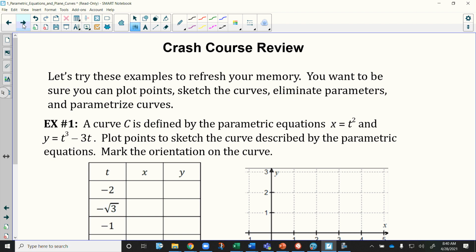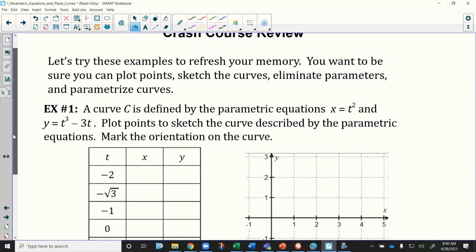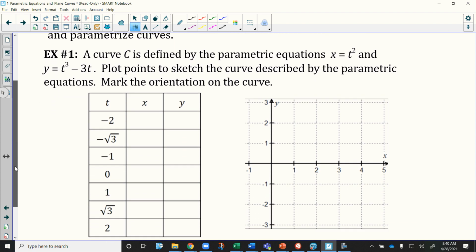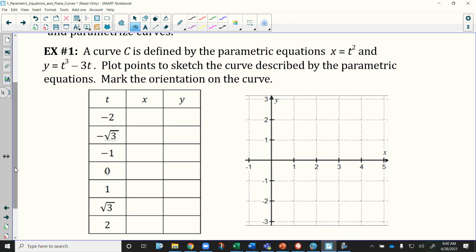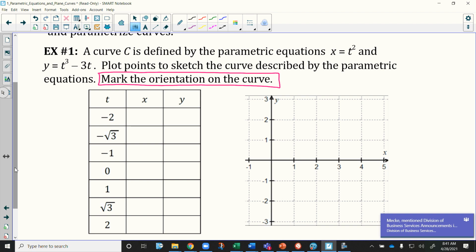A curve C is defined by the parametric equations x is equal to t squared and y is equal to t cubed minus 3t. Plot the points and sketch the curve described by the parametric equations. And here, this is something that you don't normally do on a graph, but with parametrics, it's probably going to be important at some point: the orientation of the curve, meaning what direction does it go from where you start to where you stop? What direction are you taking on the graph itself?